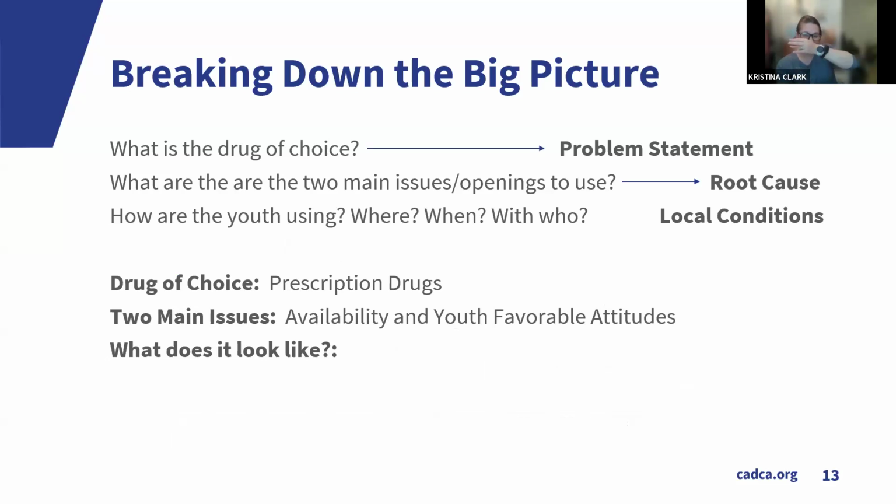We want to ask ourselves when we're looking at that story, and as we would be unpacking this with our community members, how are youth using? Where, when, and with who? So again, our job as prevention professionals is to be asking these questions. So what is the drug of choice? What are the two main issues that are opening up to that choice, which we saw were availability and youth favorable attitudes? And then finally, how are the youth using? Where, when, and with who?